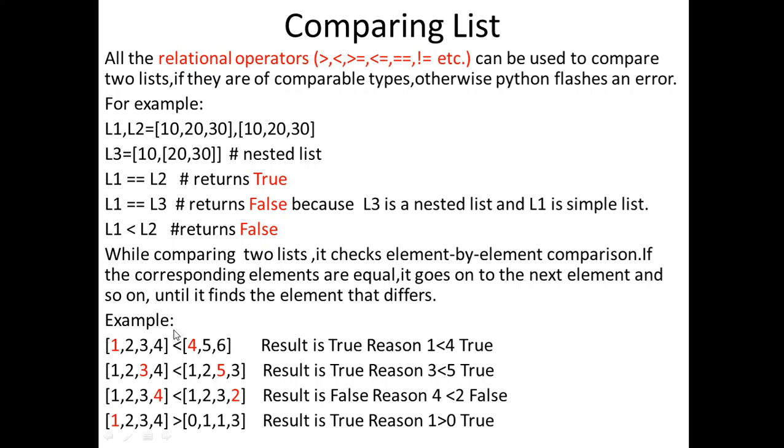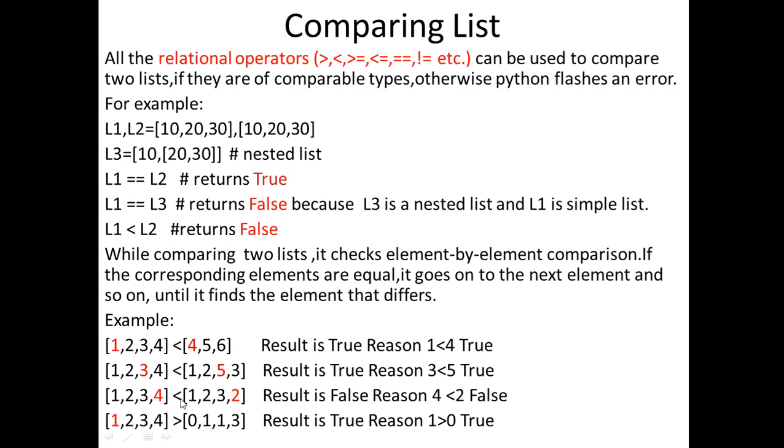The next element is not going to be checked or compared, because the very first item decides whether the list is smaller or not. The second example, 1 2 3, 1 2 5, two corresponding elements are the same, but as you compare the third element of the first and the second list, 3 is less than 5. Returns true because 3 is less than 5.